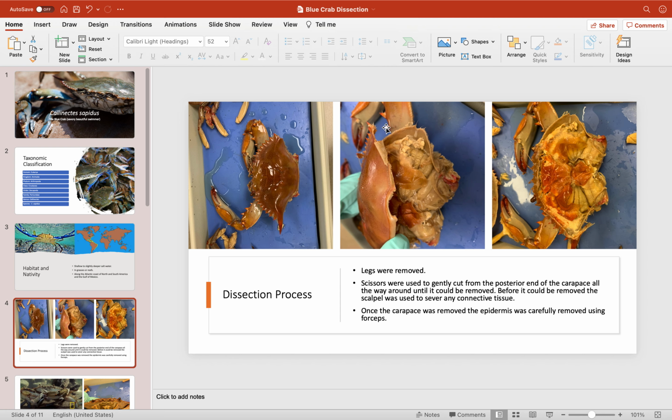Except it couldn't quite be pulled away because there was still some connective tissue which kept it down to those internal organs, so I used the scalpel to remove some of that connective tissue. Once that was completely removed, there was still a little bit of leftover epidermis. You can see that here. It's covering up the gills, and there's a stomach under here, which you can't see because of the epidermis. And I removed that using forceps and a bit more of the scalpel.